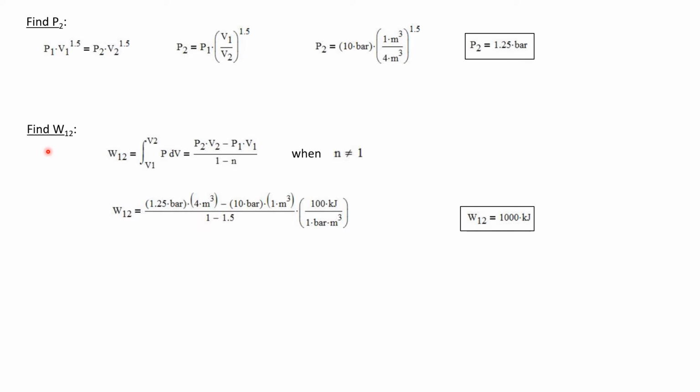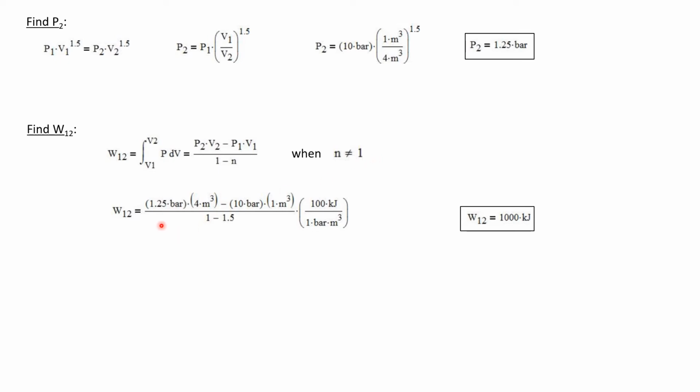Now let's find the work done in process 1-2. As always, we know that the work is the integral between the first state and the second of P dV. And as I've said before, there's no need for us to integrate this again. We've solved this integral in previous problems and have come up with this algebraic expression. We know the work in this process is going to be P2V2 minus P1V1 all over 1 minus n. And this is our solution for this integral when n is not equal to 1.